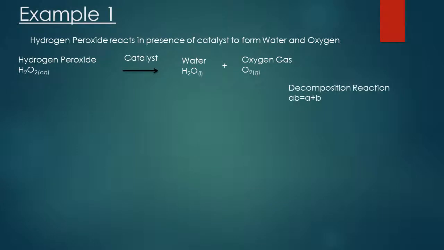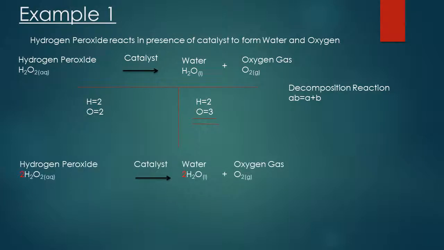To begin with, we start off by drawing a T-chart. On the left hand side, hydrogen has 2 atoms, oxygen has 2 atoms, whereas on the right hand side, hydrogen has 2 atoms, whereas oxygen has 3 atoms. So we need to balance the oxygen atoms. When we do that, we get this. Notice that we can change the coefficients on either side, but we can't change the subscripts.